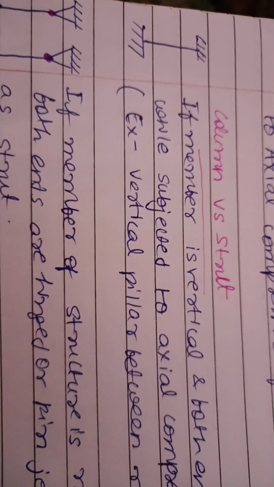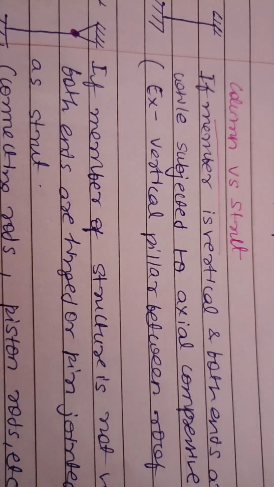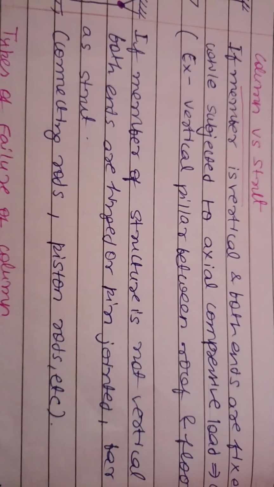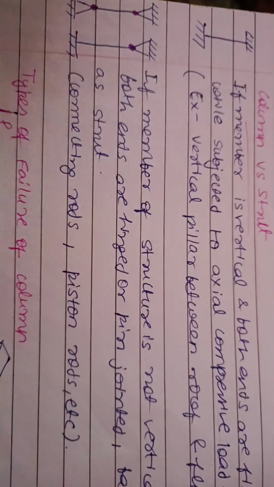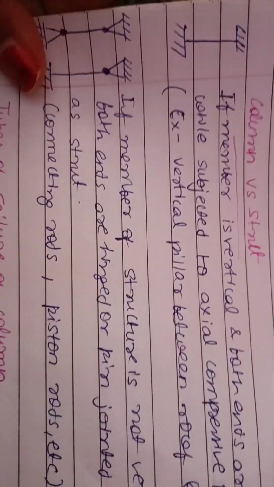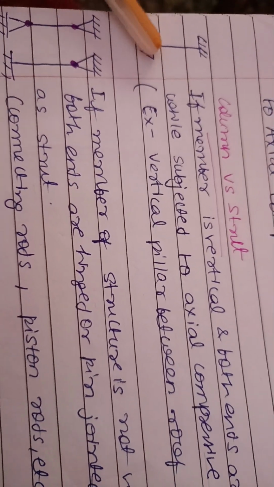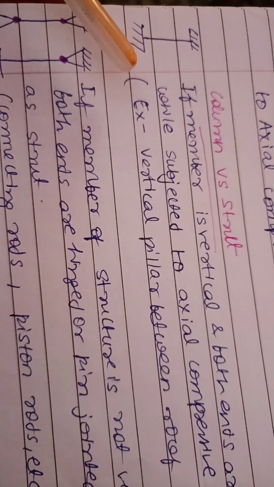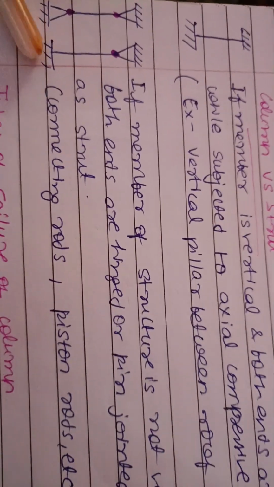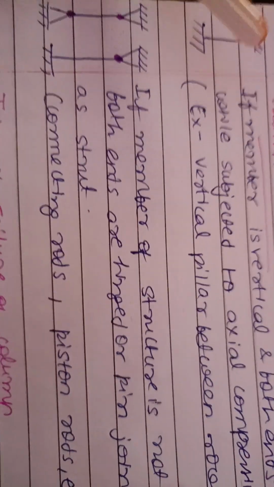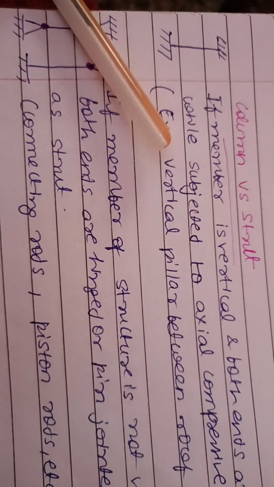Now let us see the definition. Column versus strut: column and strut are different structures, but both are structures. Now let us consider this simple line diagram. It is just a simple representation of a column, and this is a simple representation of a strut. Now let us see the definitions.